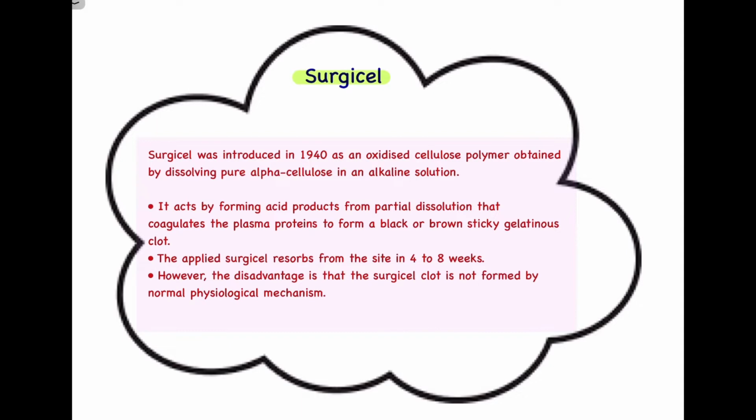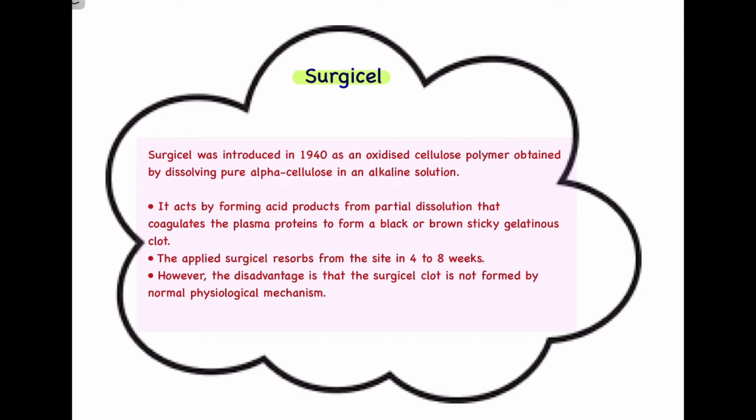Its mechanism of action is that it acts by formation of certain acid products, and these acid products are formed because of partial dissolution. Whenever we apply Surgisil over something, there is a partial dissolution of that membrane, and that leads to formation of certain acidic products which are responsible for coagulation of the plasma proteins. When these plasma proteins get coagulated, they form a black to brownish gelatinous substance which is very sticky. It is a very sticky black to brownish gelatinous clot which Surgisil initiates.